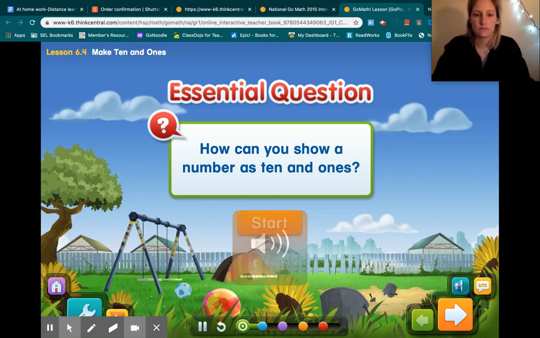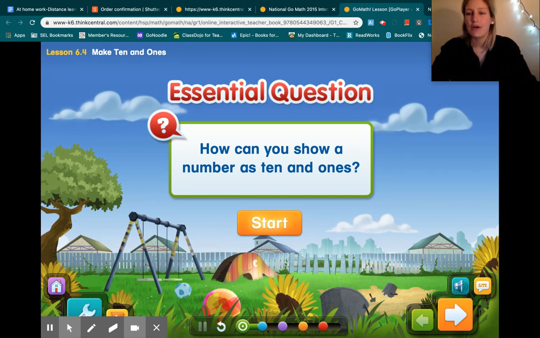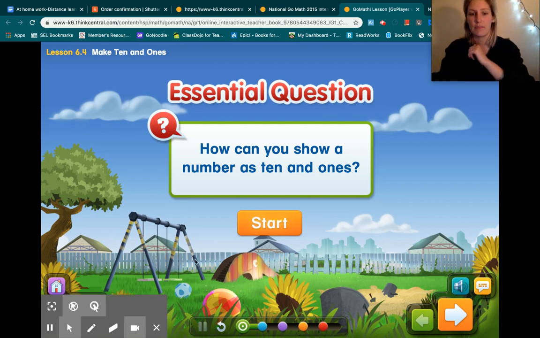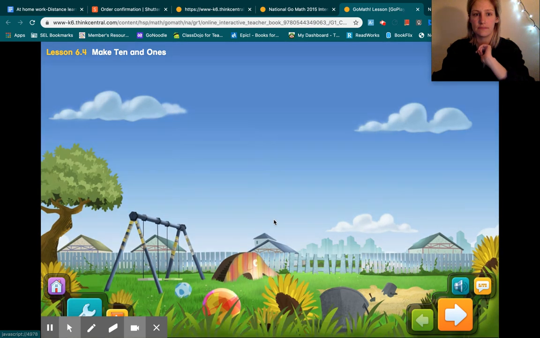How can you show a number as 10 and 1? So she asked, how can you show a number as 10 and 1? So Mrs. Maris is kind of thinking ahead of time. I already know we've talked about numbers in tens and ones, counting by ones, counting by tens. I'm thinking about the 120 chart that we've used to help us figure out 10 more or 10 less than a number. So when I'm thinking about all of those things, that's getting my brain ready and hopefully getting your brain ready to start thinking about these topics. So let's get started.